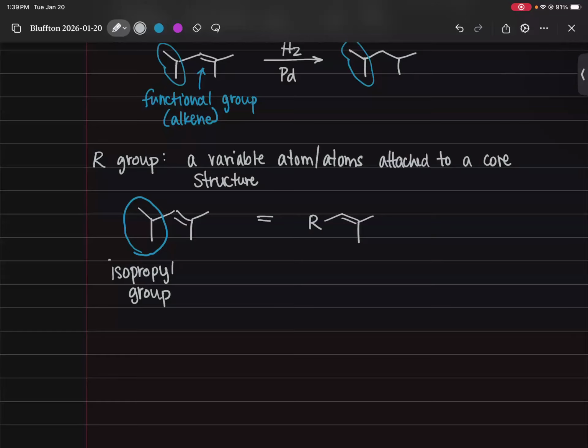And so R just ends up looking like an element. Like it's a halogen or something. But it's not. It's something very specific that we don't care about. In this case, an isopropyl group.